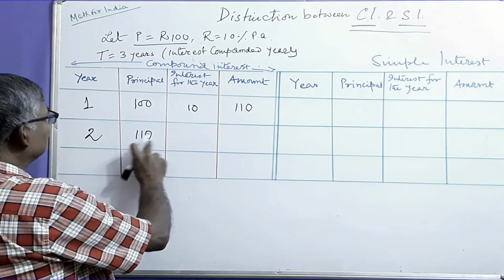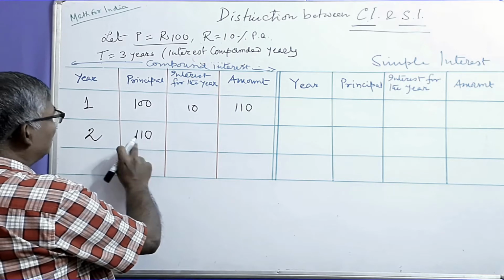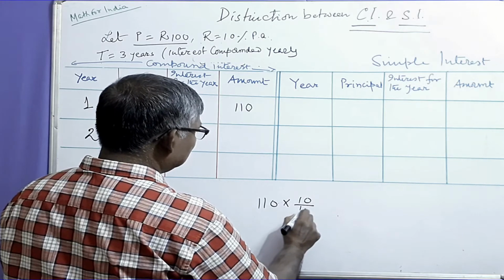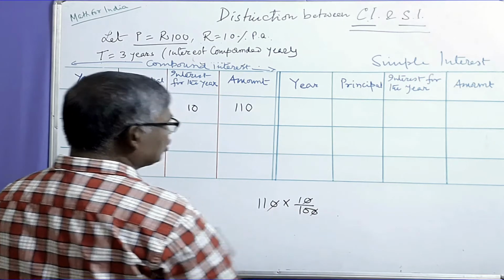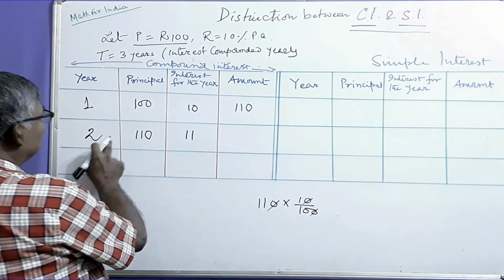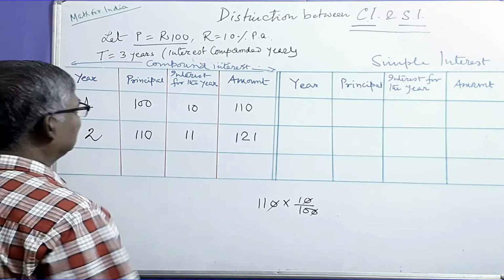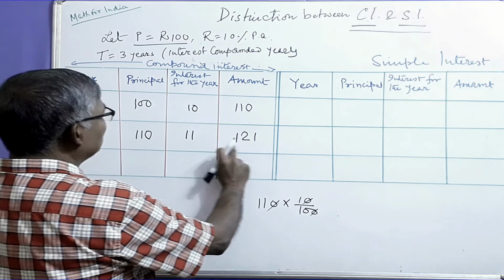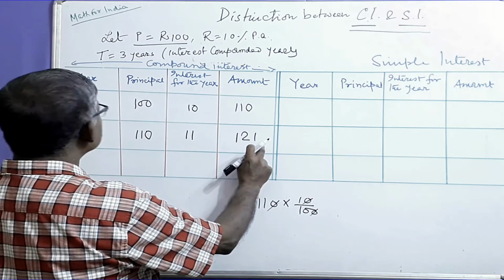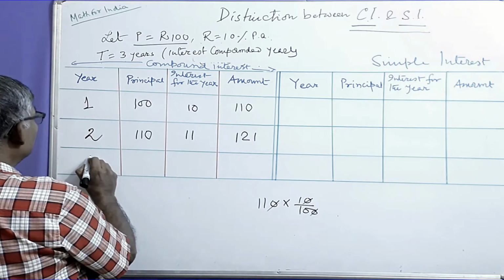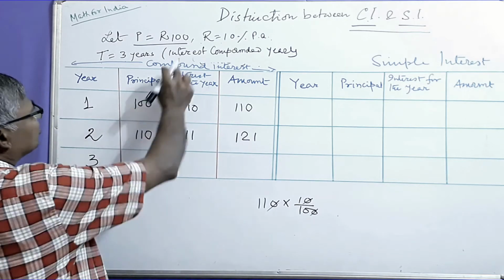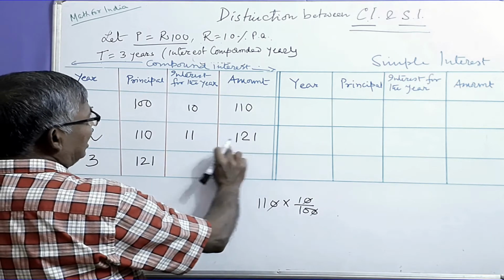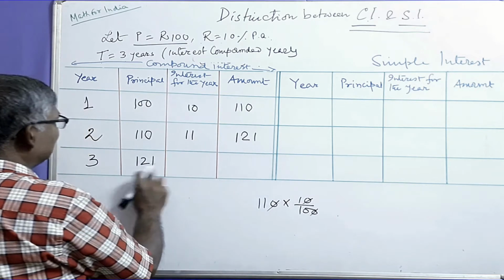Now let us calculate 10% of 110, that is 110 into 10%, that is rupees 11. So the interest for the second year will be 11. Now what would be the amount? Principal plus interest, that is 121. It is the amount for the second year. Now what would be the principal for the third year? In case of compound interest calculation, it will be 121. That is, the amount of the second year will be the principal of the third year.